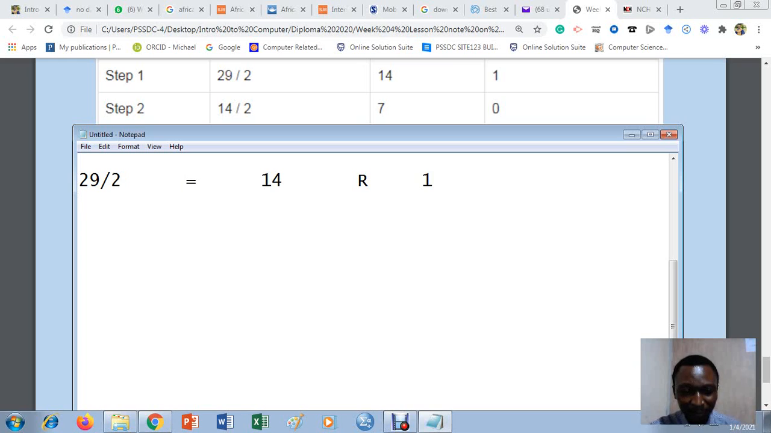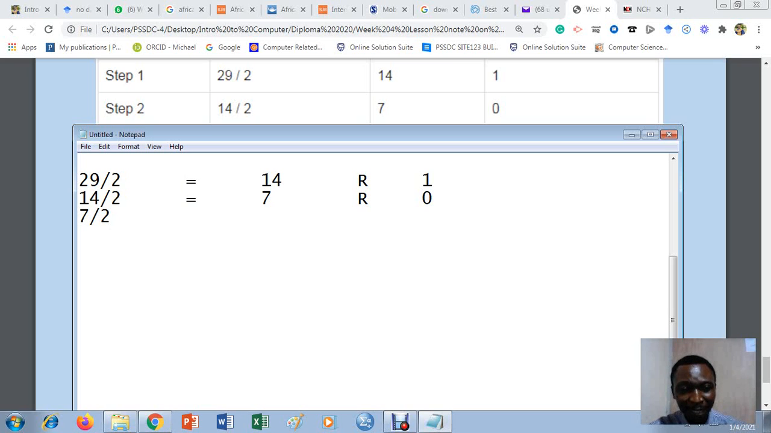Now, divide again that 14 by 2. What will that give us? That will give us 7. Isn't it? 7 times 2 is equal to what? 14. And that will remain what? The remainder is 0. Because if you divide 14 by 2, it will give you 7. Nothing is remaining.